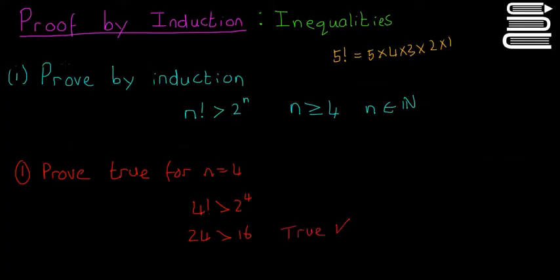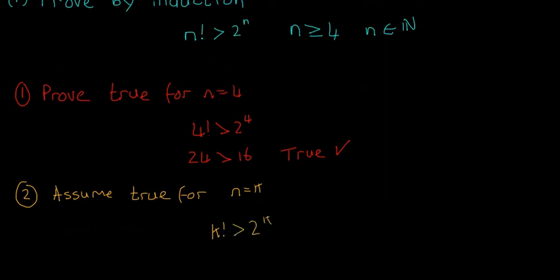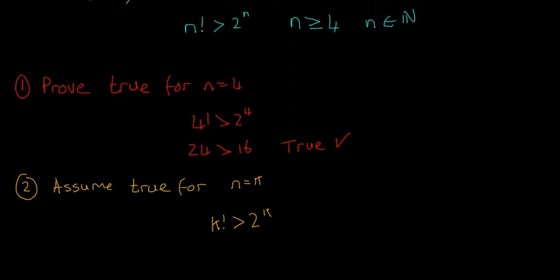The second step now is we have to assume it's true for n equal to k. Step 2, I'm going to write assume true for n equal to k. So that means that k factorial is going to be greater than 2 to the power of k. Remember, we have to bear that in mind. We're going to use that later on.